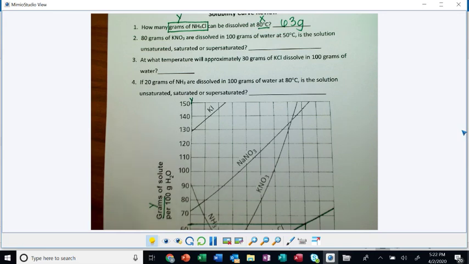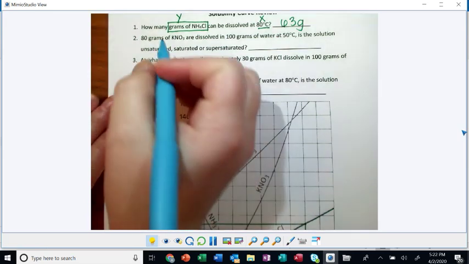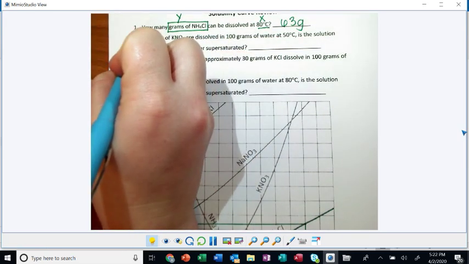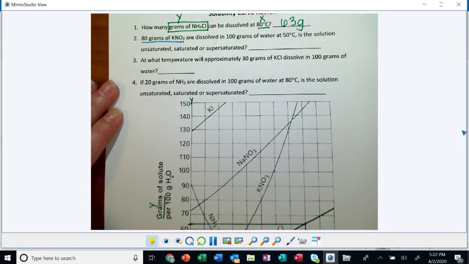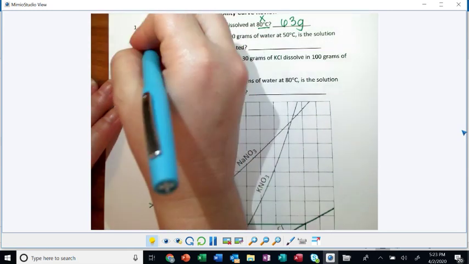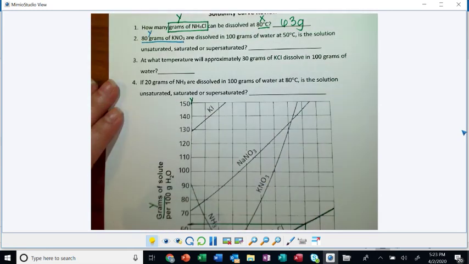Question 2 asks me, if 80 grams of KNO3, potassium nitrate, 80 grams, remember grams was our Y, so I'm going to label this Y, are dissolved in 100 grams of water.